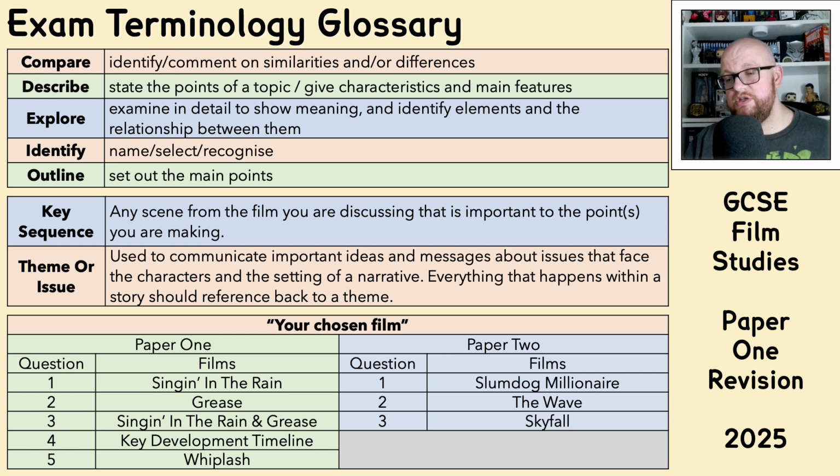So, as I did on the paper 1 question, the last few slides are very similar to paper 1, where I'm just going to take you through a terminology glossary, things that you might need to come up with or remember. So, comparison, you won't need it on paper 2, but it's to do with similarities and differences. If you're asked to describe something, it's asking you to state the points and give characteristics and main features of a certain thing. If you're asked to explore, which is usually something that comes up on the 15 markers, you need to examine it in detail. You need to show meaning and identify elements and the relationship between them. So if you're asked to explore, talk about cinematography, say what it means, talk about sound, say what it means, and then talk about them together and say what they mean together.